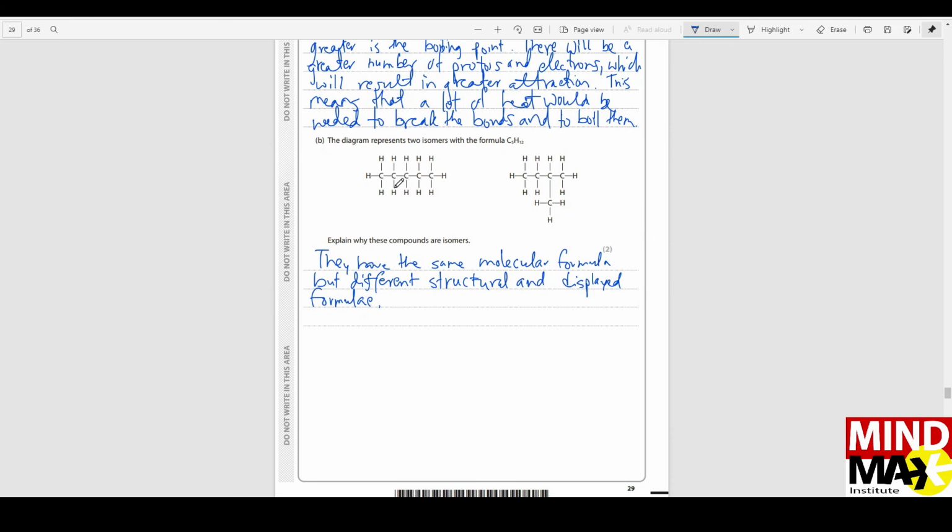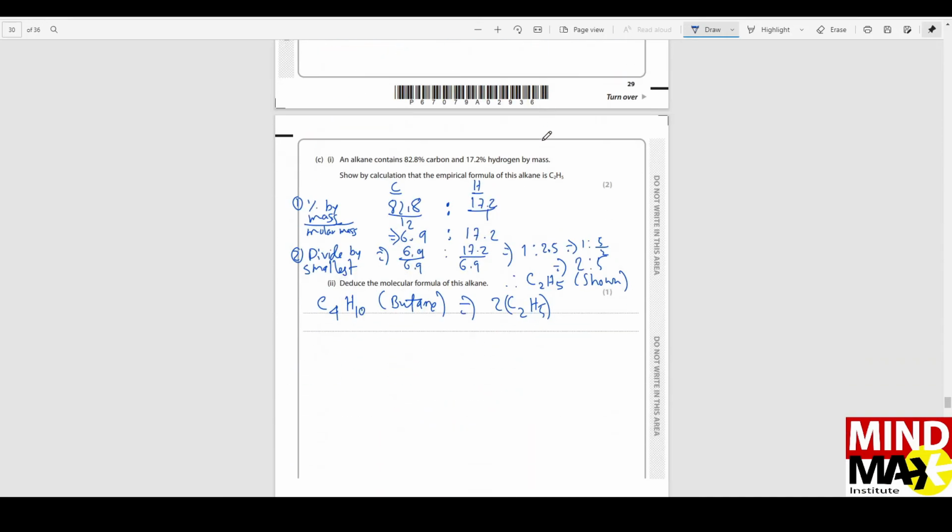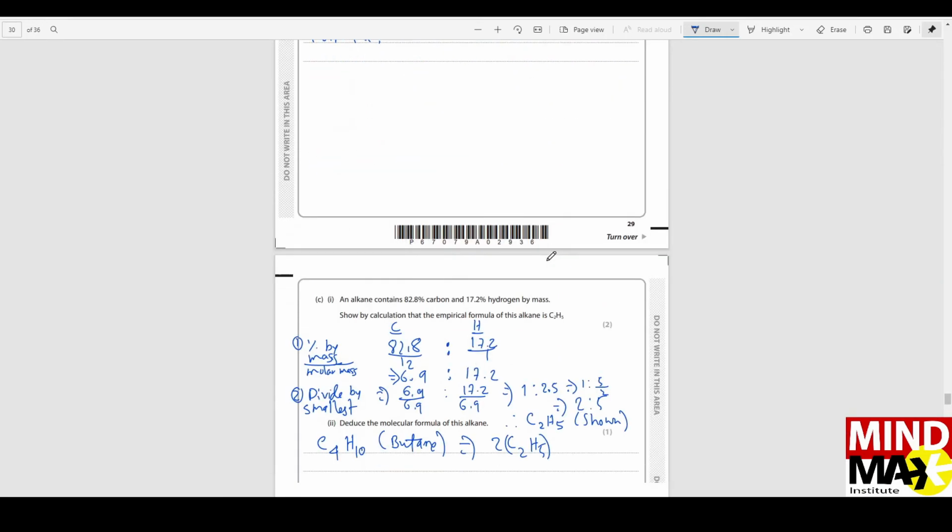So in here you are provided with 2 isomers of C5H12, which is pentane. And why are they isomers? Because isomers means same molecular formula but different displayed and structural formula. That's what we are seeing here. Same molecular formula, both C5H12, 5 carbons, 12 hydrogens, but not the same structural or displayed formula. One is straight chain, one is branched chain.